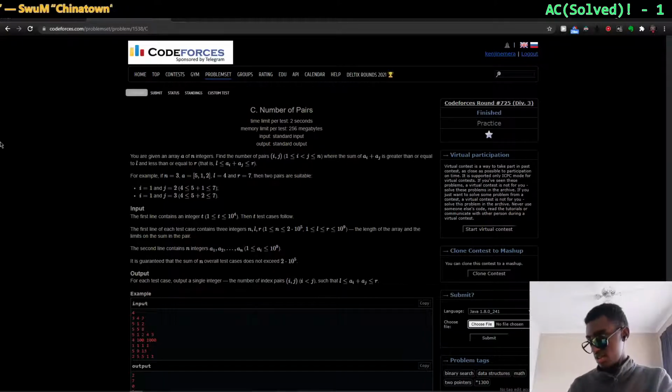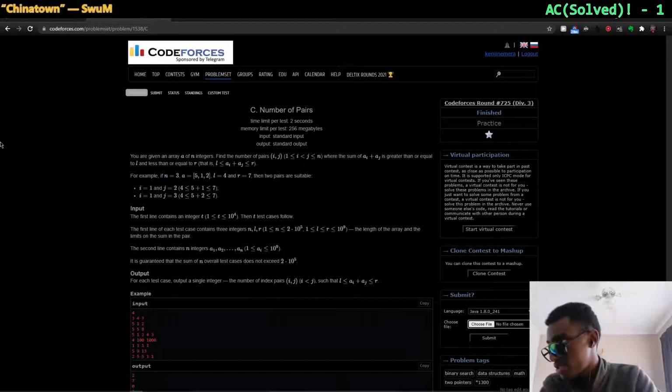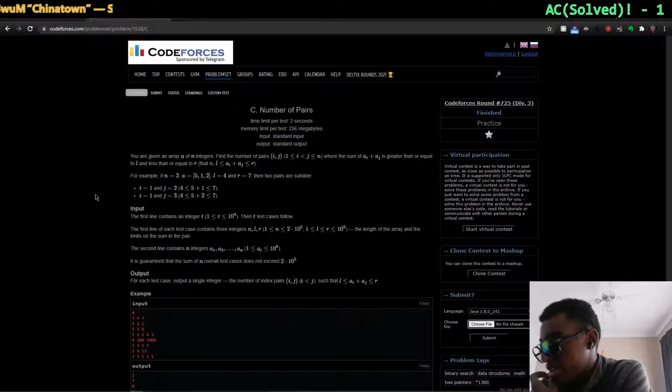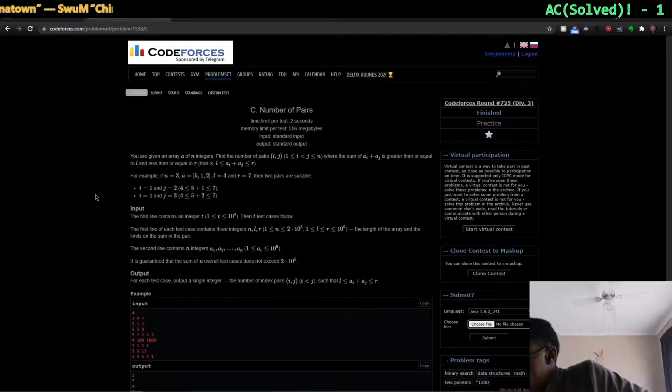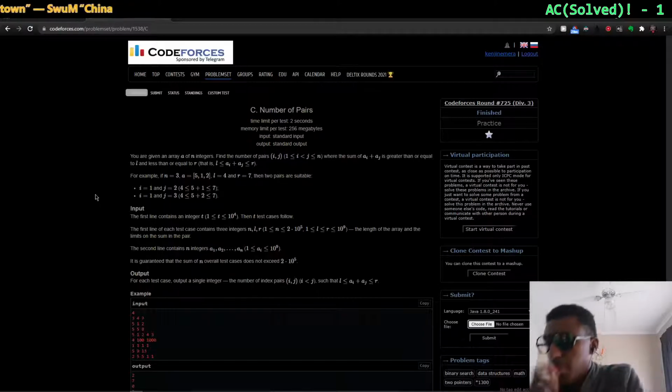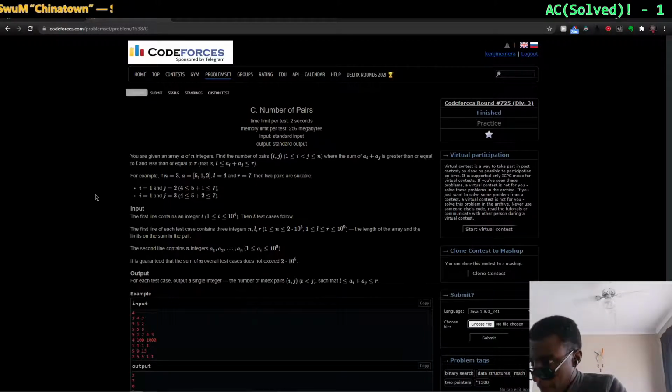Okay. You're given an array A of n integers. Find the number of pairs i, j where the sum of a_i plus a_j is greater than or equal to L and less than or equal to R. Okay. For example, if n is equal to 3 and those are the values, and L is equal to 4 and R is equal to 7. Find the number of pairs. So we can sort the array. Okay, so we could probably break this problem down. That's my initial impression.